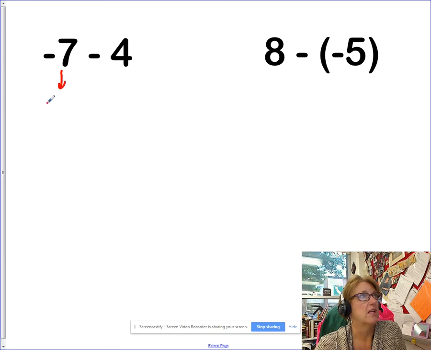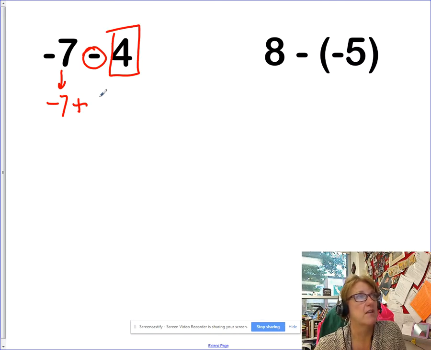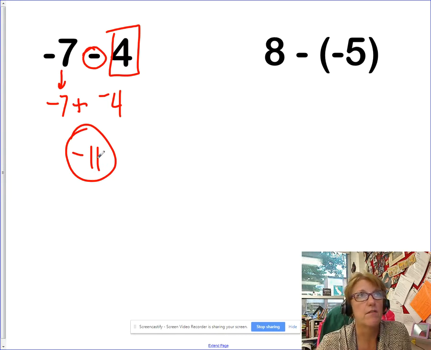First example, rewrite this way. -7, circle the subtraction sign. Now we're going to add the opposite of 4, which means -4. You can add. You've been doing that. Boom. Pause the video for a second and work ahead a little bit and then come back and check your answers.